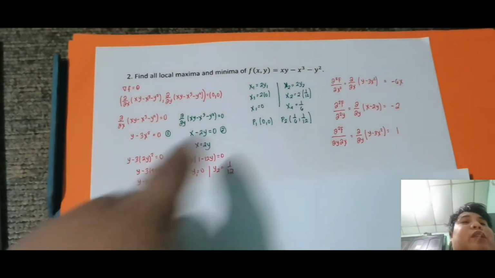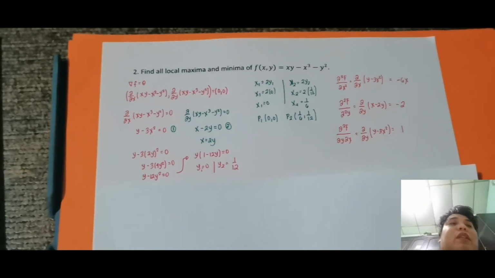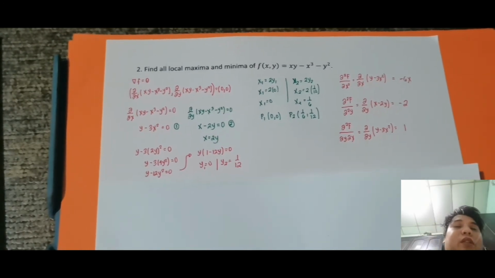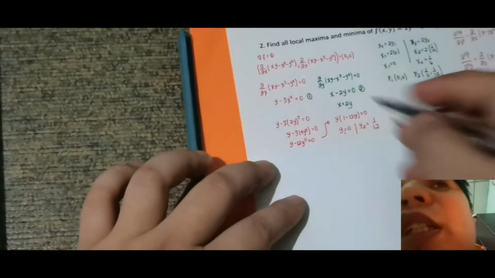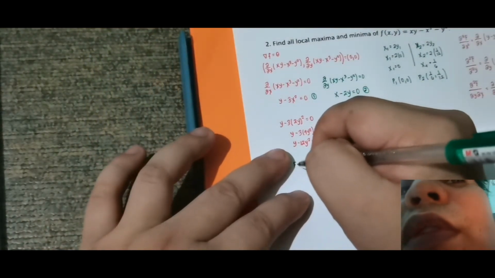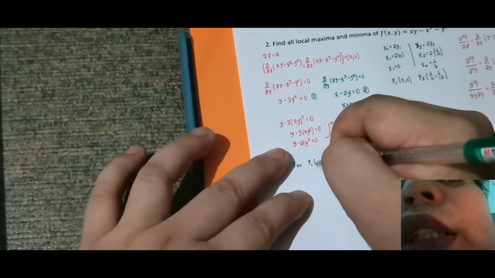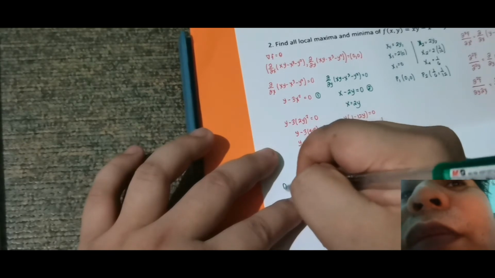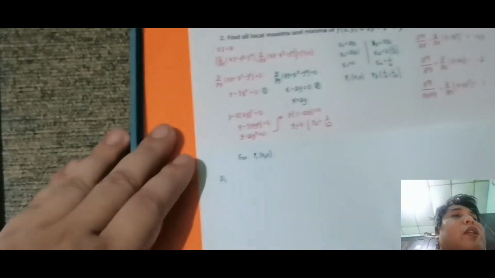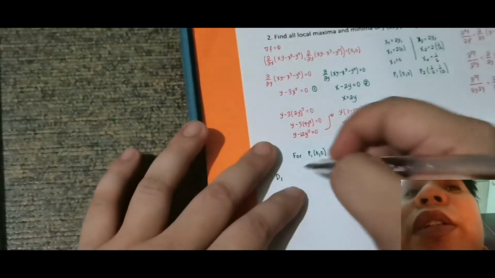Okay, so since dalawa yung point natin, dalawa din yung d natin. Una is for d1. Okay, so for convenience, so for point P1, 0, 0, we need to obtain for d sub 1. Okay, so for d sub 1, this is just equal sa second partial order derivative.